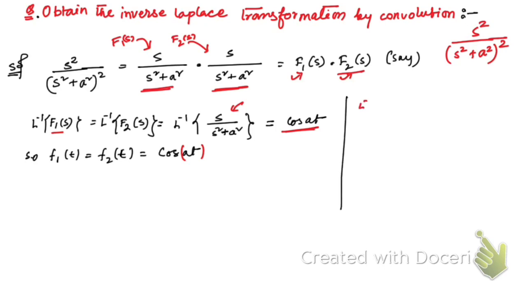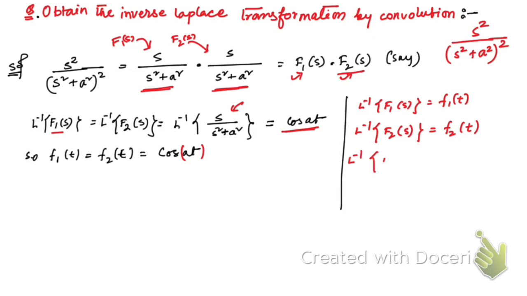Now let us apply the convolution theorem. If the inverse Laplace transformation of capital F1 of s is small f1 of t, and the inverse Laplace transformation of capital F2 of s is small f2 of t, in that case the inverse Laplace transformation of the product of capital F1 of s into capital F2 of s is given by integration from 0 to t of small f1 of x into small f2 of t minus x dx. That's it. We're going to apply that.